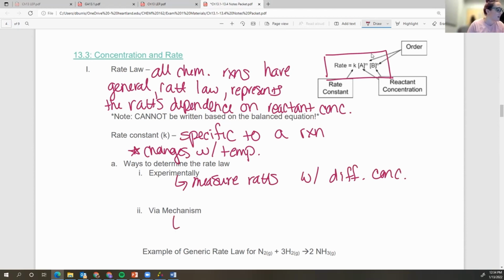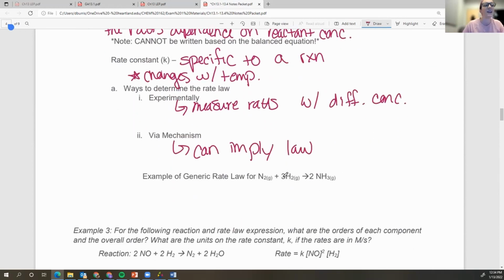Now you can also do it if you know the mechanism, and then you can imply the rate law from those steps. Again, we're going to talk about that in the next lecture. So you can figure out the rate law either of those two ways, but not by looking at the balanced chemical equation. If I said write the generic rate law for this equation, remember you cannot use those coefficients. I don't actually know what they are unless I give you data. So the generic rate law is rate equals k, whatever the constant is, times the concentration of one reactant raised to some power, I'm going to call it m, times the concentration of the other reactant raised to some power n. And we're actually going to figure out what those powers are based on data.